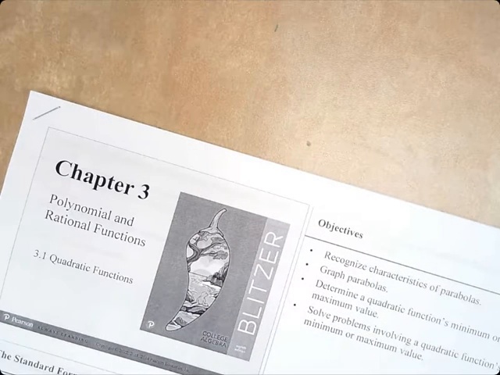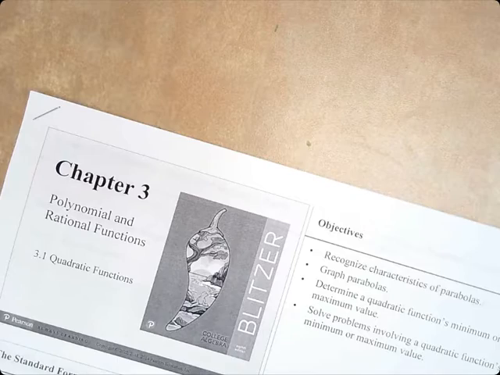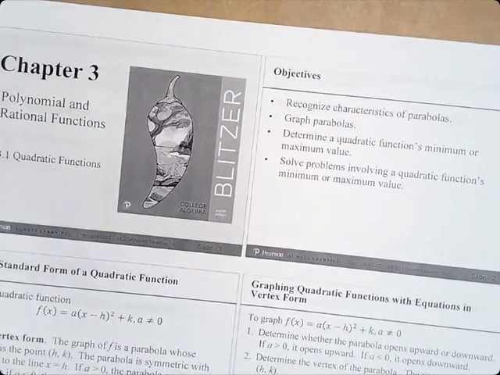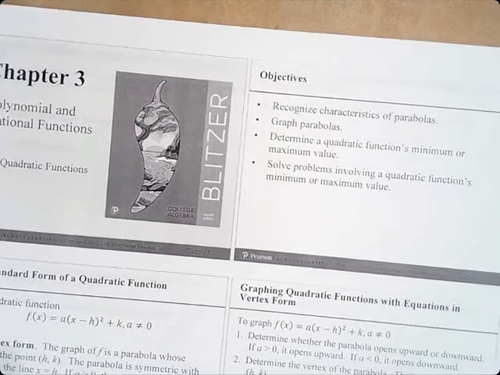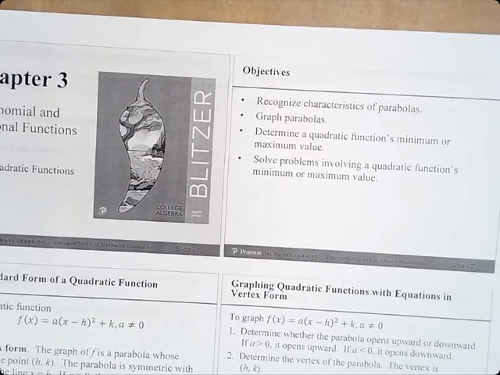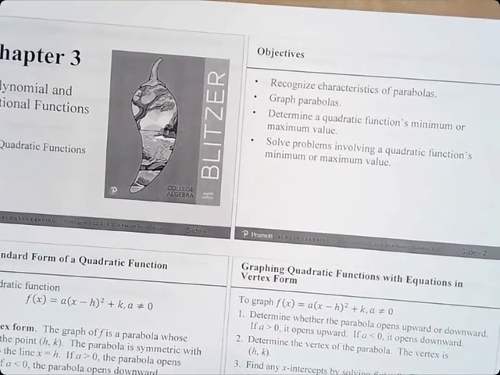We are starting chapter 3, polynomial and rational functions. So the first function that we will be reviewing over, because you've learned this in Algebra 2 already, is quadratic functions. We need to be able to graph them on paper without the calculator, find minimum and maximum values, find intercepts, and all the different characteristics.